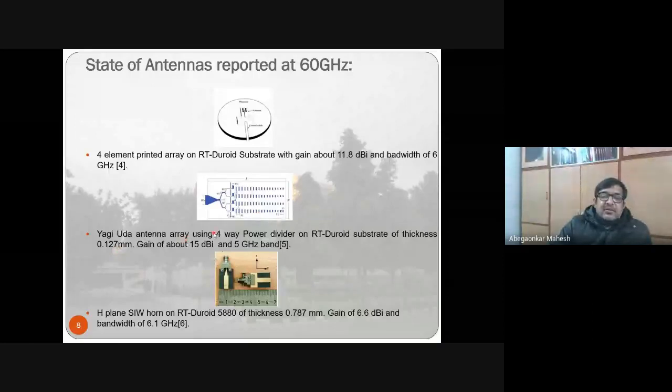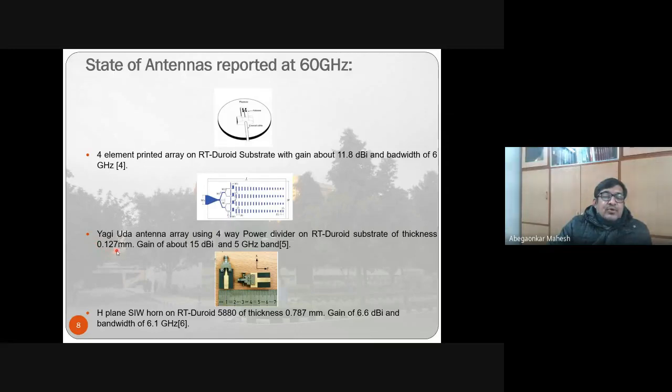So the substrate, you can see the antenna is printed on a very thin substrate, 0.127 mm, and that is 127 microns. Right? So this is very small substrate. You can see this is the field line. The power is divided into 2 parts, which is further divided into 2 each. So we have 4 elements. And since it is a Yagi-Uda, you have reflectors. These vertical lines are reflectors, whereas these are directors. Right. Then we have H-plane SIW.